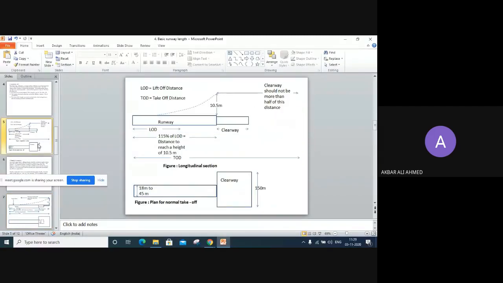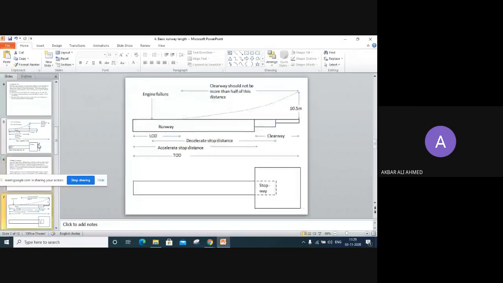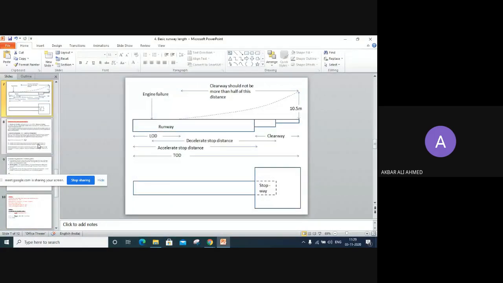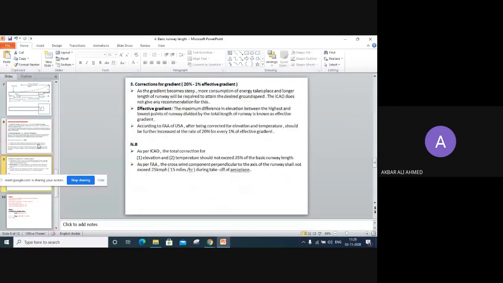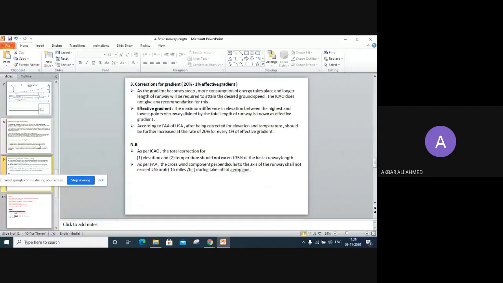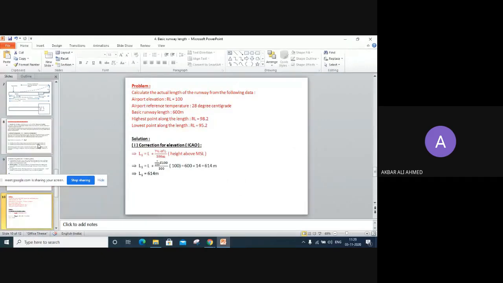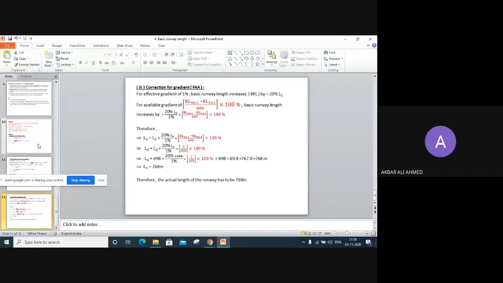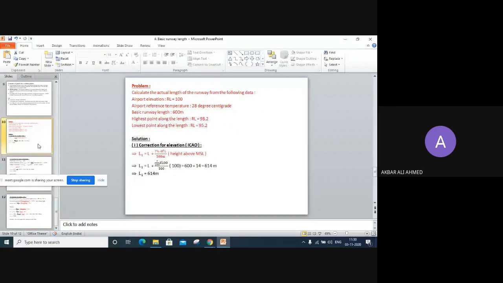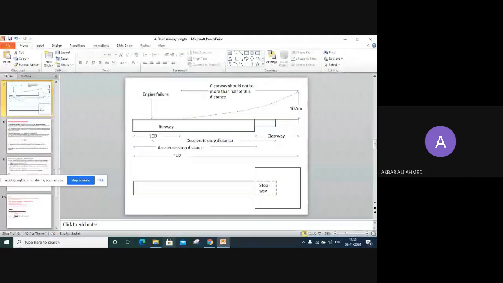So these are the diagrams that we have, which were very important today. And tomorrow we'll see the corrections required when we go for the length of the runway. We'll see the corrections of runway length tomorrow. These corrections involve correction for elevation, correction for temperature, correction for gradient, and then we'll go for numericals tomorrow. Only one numerical I have done where I have solved everything, and so we can stop here. If you have any doubt, you can ask or you can leave. The class is over.